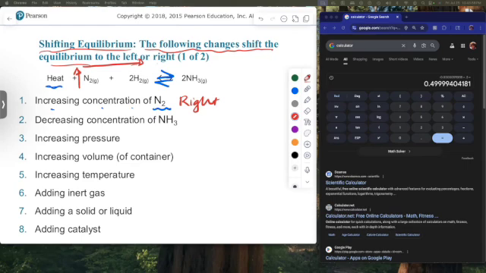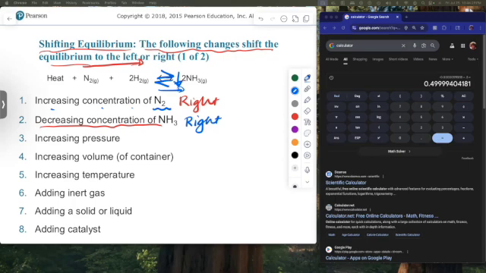Second one, decreasing the concentration of NH3. So we're decreasing the product, right? Let me erase it so it's not too crowded. When we decrease the product, it also shifts to the right because it's trying to replenish what's been lost. We can say it replenishes what's been lost.